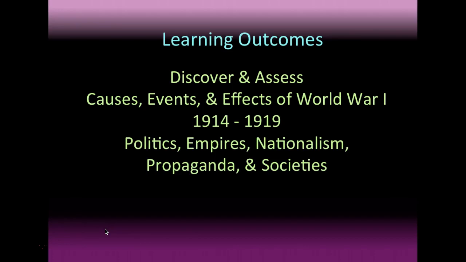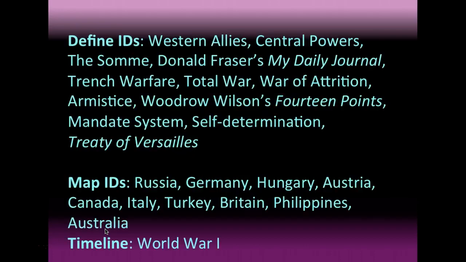The time frame that we are going to be discussing is 1914 through 1919, and some of the main topics that we will be including in this discussion include politics, empires, and how some of them disintegrated, the rise and increase in a tremendous way of nationalism, pride for one's own nation or people, and how propaganda was used to make the war seem bigger than it was and to make the enemy seem like an extraordinary threat, and how societies were altered. And all of this is surrounding World War I. Our IDs, our map IDs, and our timeline.